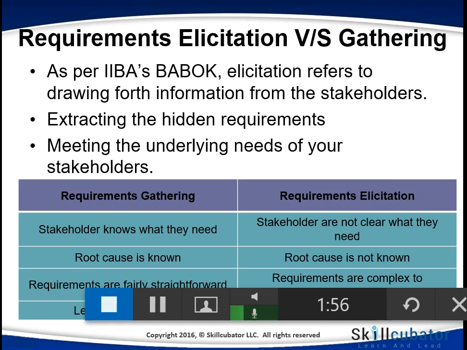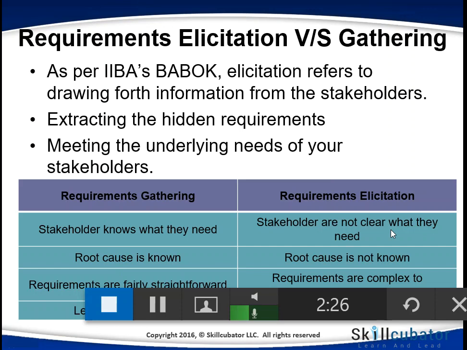Whereas when we are talking elicitation, the stakeholders themselves are not clear what they need, what their real needs or requirements are. The root cause of the problem is not known. The requirements are pretty complex. And the last thing is, it's also time consuming to get to the real requirements or the actual needs of the stakeholders.